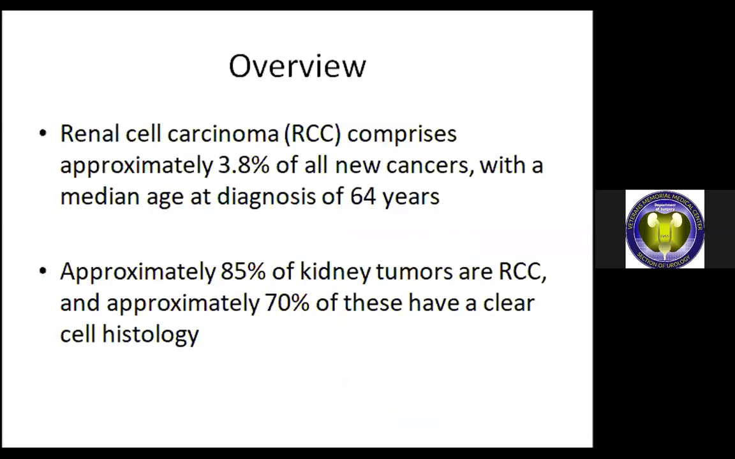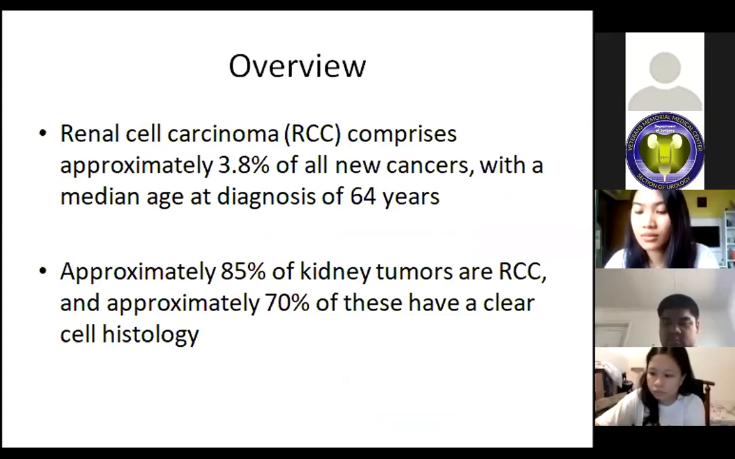So renal cell carcinoma comprises approximately 3.8% of all new cancers, with a median age at diagnosis of 64 years. Approximately 85% of kidney tumors are RCC, and according to the guidelines, 70% have a clear cell histology. Other less common types include papillary, chromophobe, translocation, and Bellini duct tumors. Medullary renal carcinoma is a rare and aggressive RCC variant that almost exclusively arises in patients who are sickle cell trait positive.